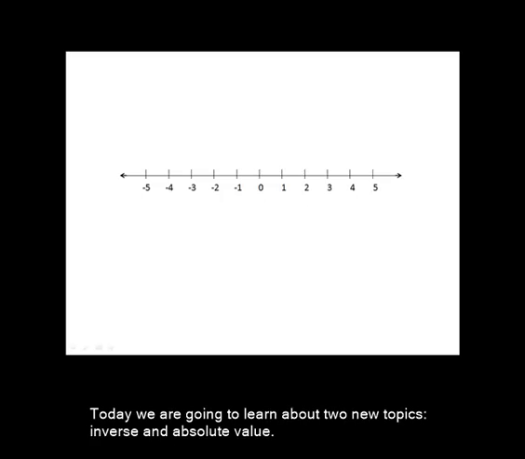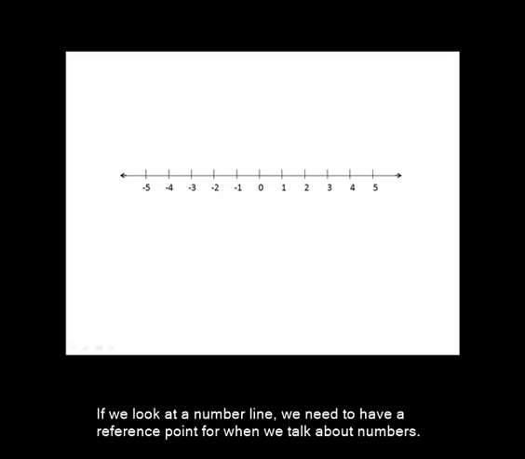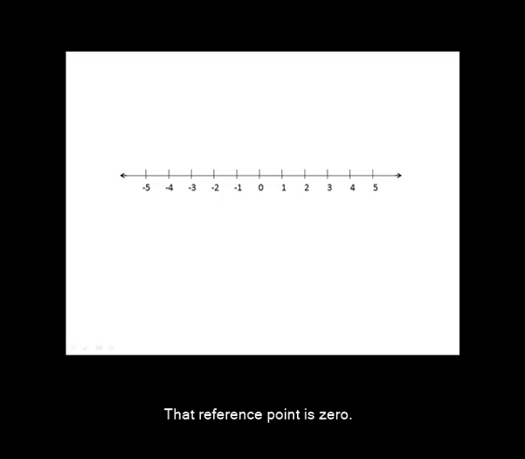Today we're going to learn about two new topics, inverse and absolute value. If we look at a number line, we need to have a reference point for when we talk about numbers. That reference point is 0. So I'm putting an imaginary line through the point 0 so that we can use that as a reference.